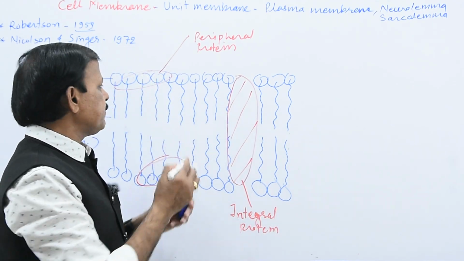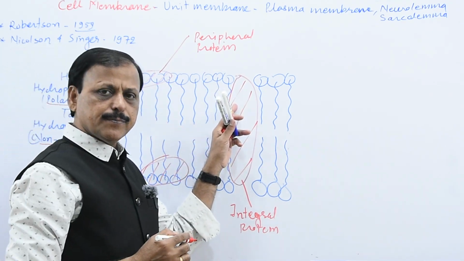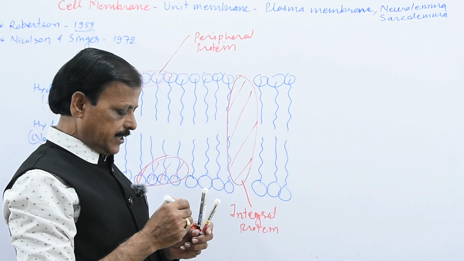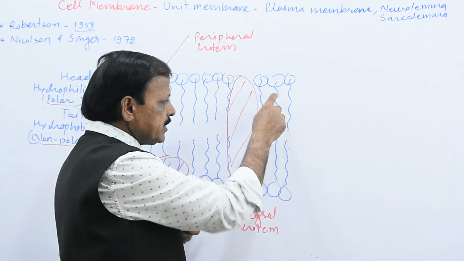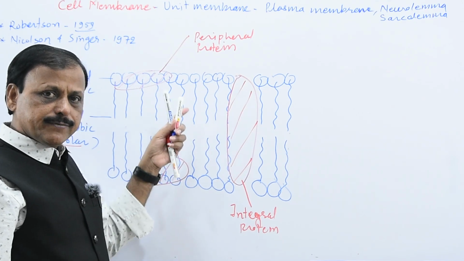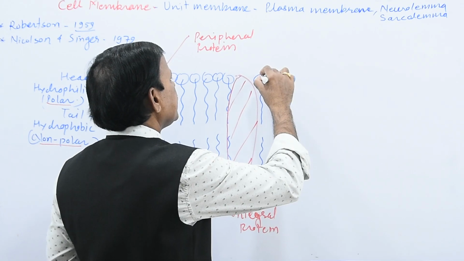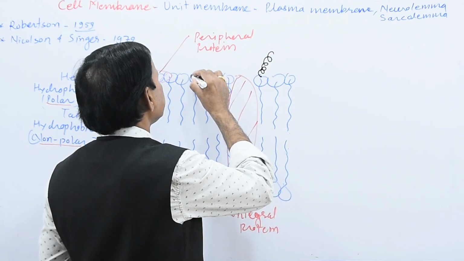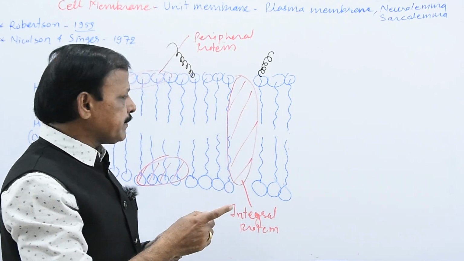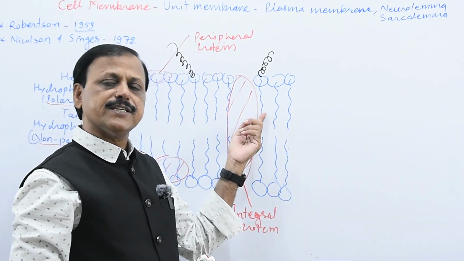Now this peripheral protein functions as a carrier protein to carry the molecule across the membrane, and integral protein also helps to carry water and water soluble compounds across it. Now, in addition to this bilipid layer and protein sandwiched between the bilipid layer, the membrane also consists of glycolipids, that means carbohydrates attached with lipids, that is glycolipids. And these lipids which are present inside this membrane are almost all phosphoglycerides.